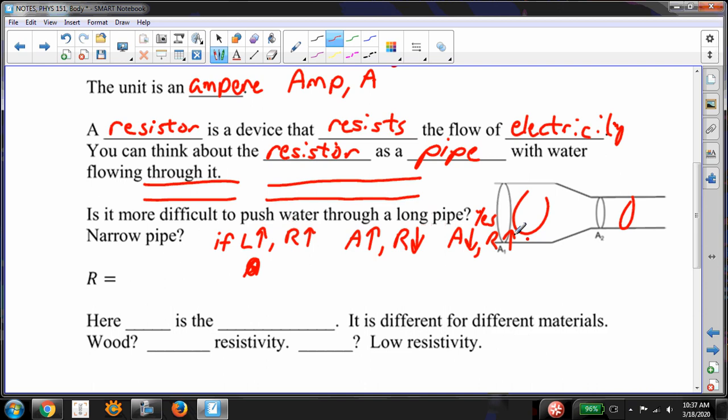I have these relationships between L and R. R is proportional to L, and R is inversely proportional to the area. So the equation for this is R = ρL/A. And here ρ, the Greek letter rho, looks sort of like a P, but it's the Greek letter rho. I can tell, by the way, because it's rounded on the top and rounded down here. Here ρ is the resistivity.